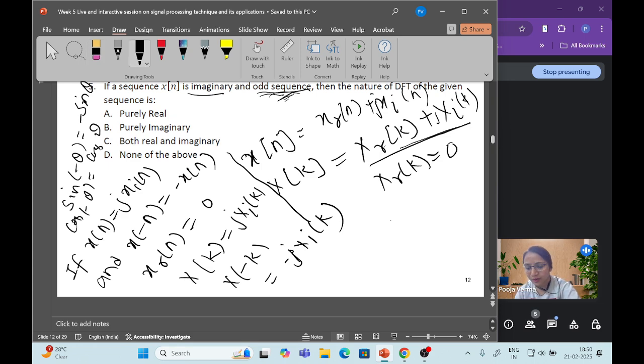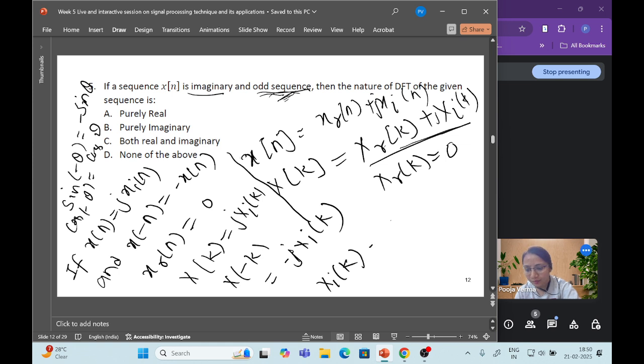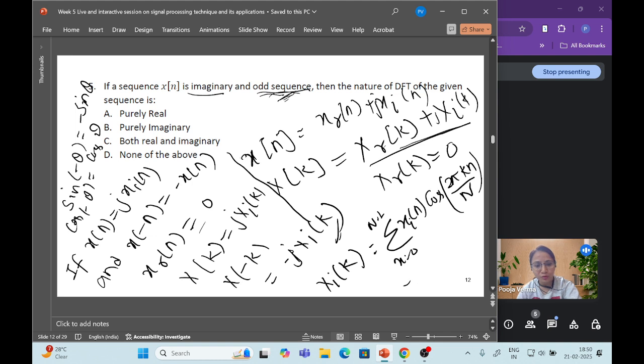If you consider X_I(k), the summation for n equal to 0 to N minus 1 of x_I(n) cos(2πkn/N). Already we know the property that cos of minus theta is the same as cos theta only, so there will be no minus sign. So we get cos(2πkn/N).